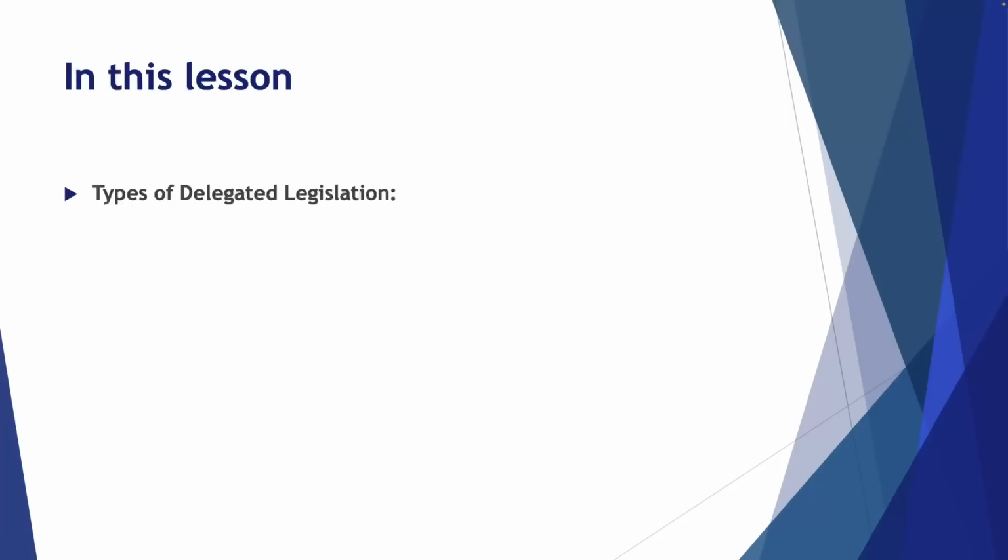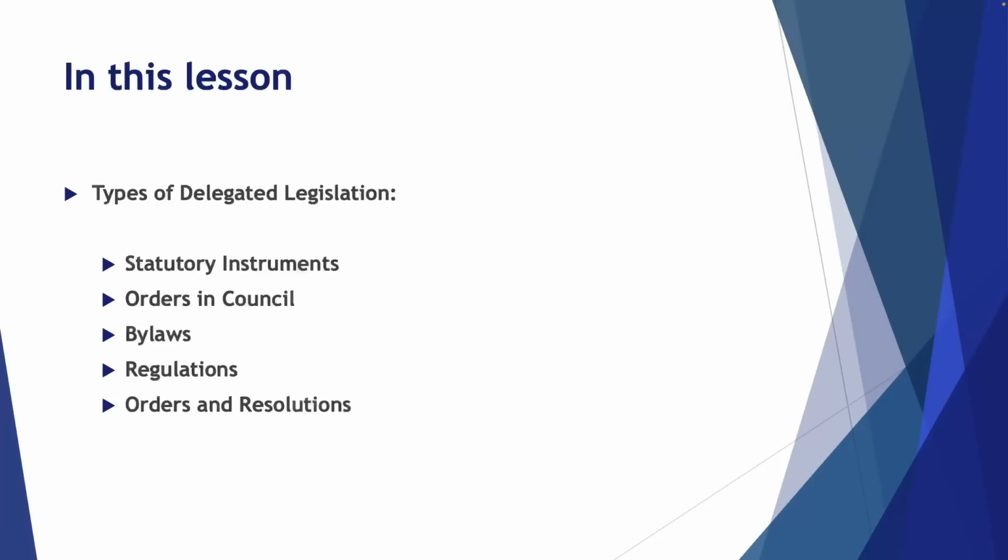The types of delegated legislation we're going to talk about in this lesson are statutory instruments, orders in council, bylaws, regulations, and orders and resolutions. And we'll also finish by thinking about some of the basic features of delegated legislation before examining some other aspects of delegated legislation in the next lesson, specifically the ways in which Parliament and other institutions control delegated legislation.